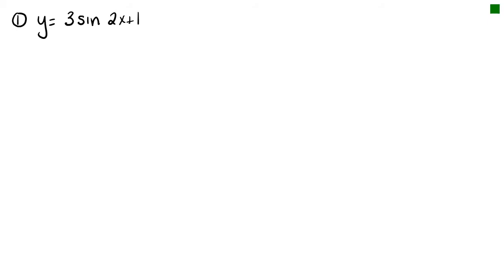On the side here, let's talk about our A, our amplitude, which is 3. Our period is going to be 2 pi over b, where b is 2. So our period is going to be pi.